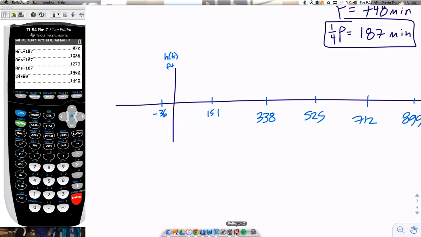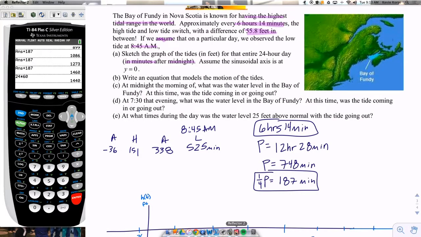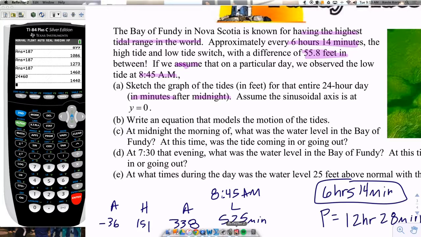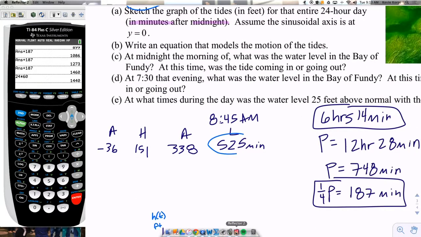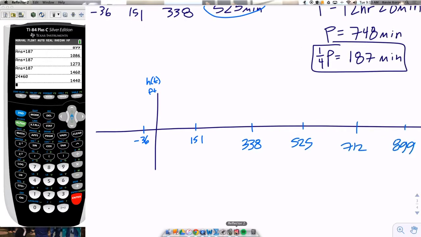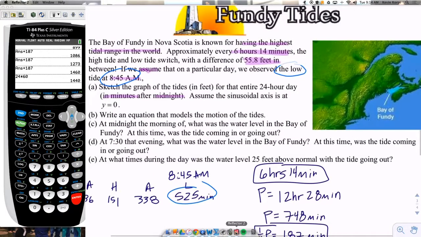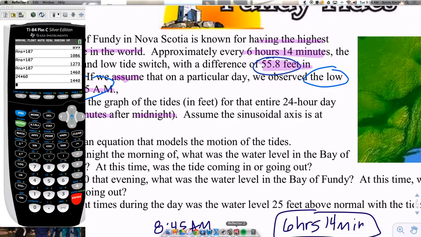Okay, so we don't really think about, in this case, where did our y-axis go from the original equation, because we're not graphing this from an equation, we're graphing it from a scenario. So you don't have to think about where's the new y-axis, where's the new x-axis. You just have to realize the point that I gave you is set the whole thing in motion. We said that it was at a low tide, right, at 8:45, which is at 525 minutes. So let's go ahead and set up our y-axis now, if the difference between the high and low is 55.8 feet, is 55.8 then your amplitude?